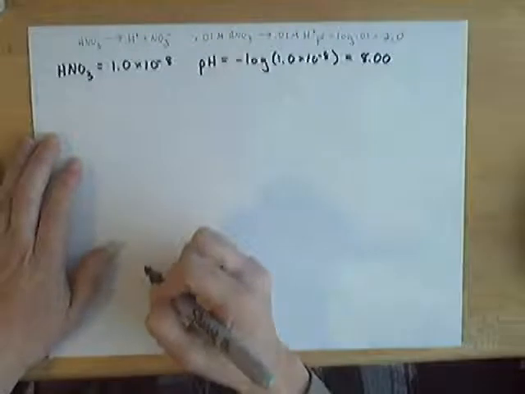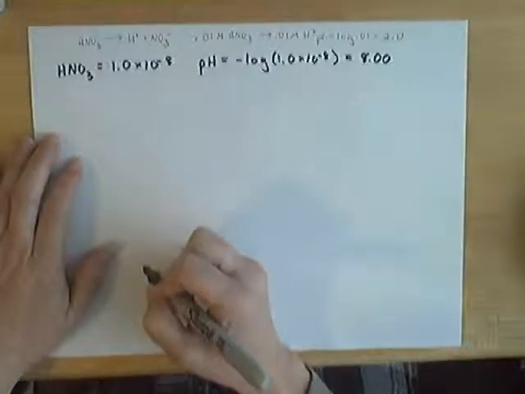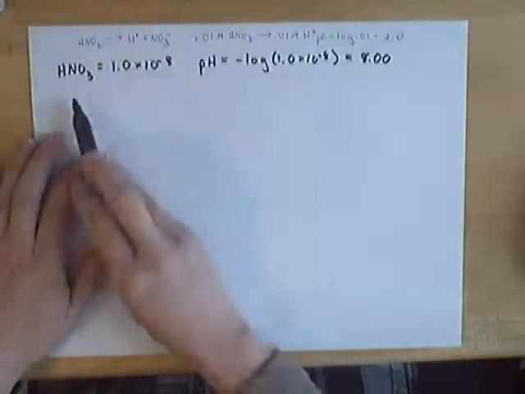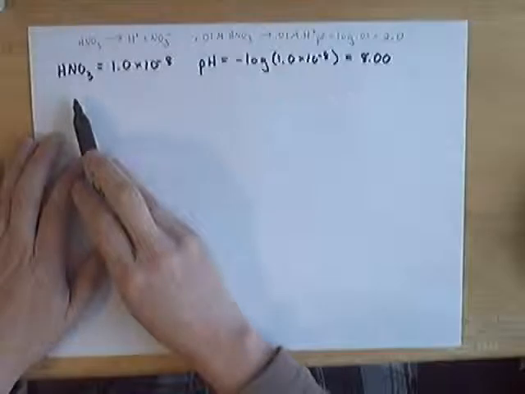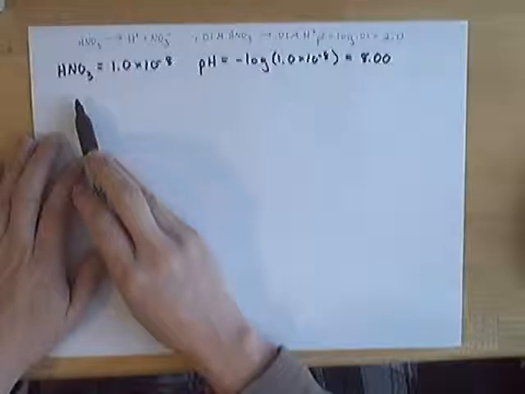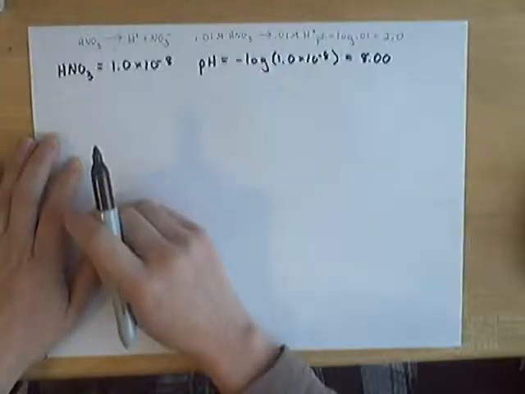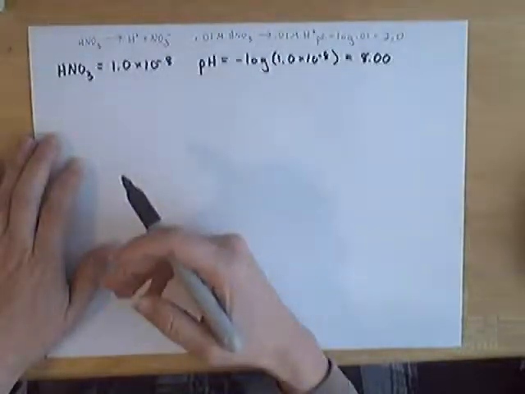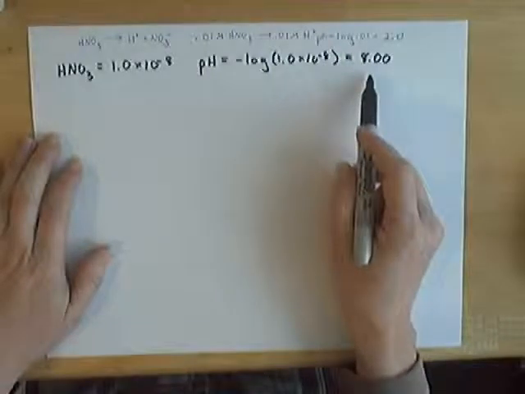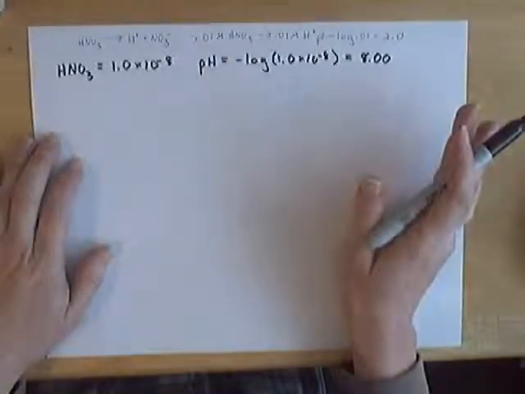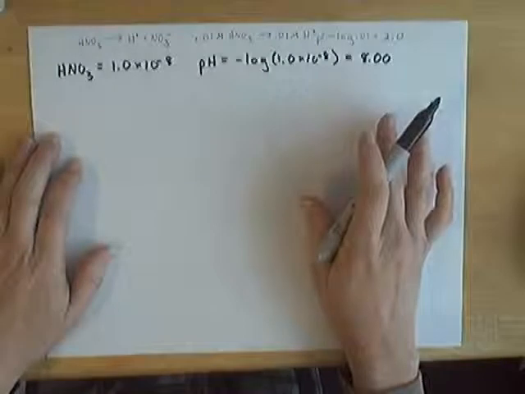All right, so what's wrong with this picture? This is a strong acid. I've added a strong acid to neutral water. Neutral water has a pH of 7. When I add a strong acid, I expect the pH to go down, right? But instead, I got a pH of 8. So this doesn't make any sense, all right? There's something obviously wrong here.